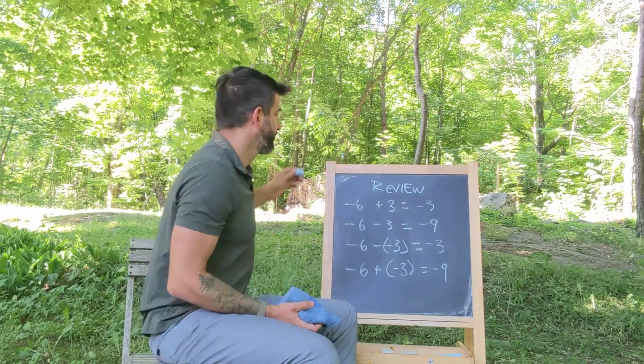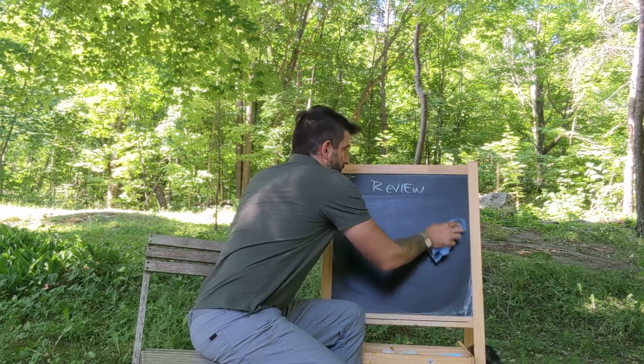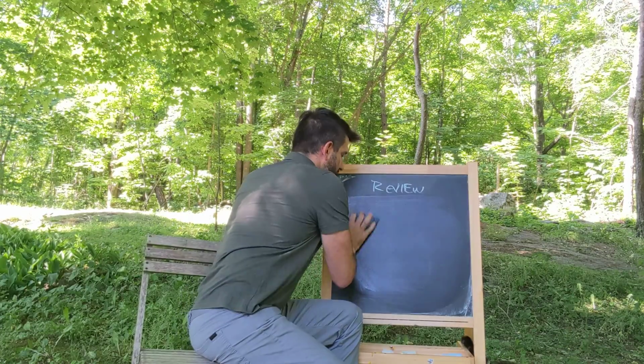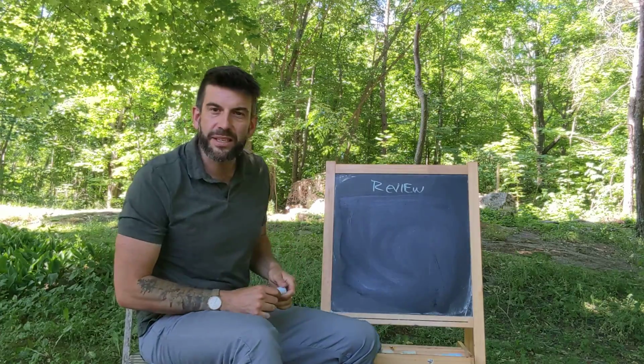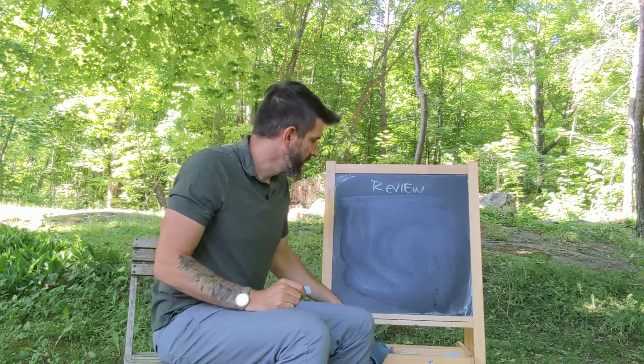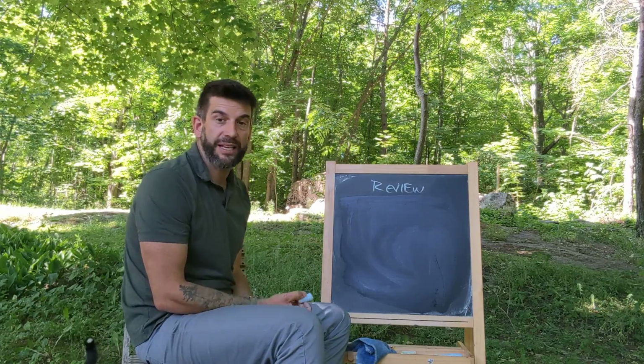So there you go. Now, review multiplying these. I see that Rowan has drawn something. I don't know if you guys can see, but she's drawn something here. Okay. So let's review multiplying and dividing.